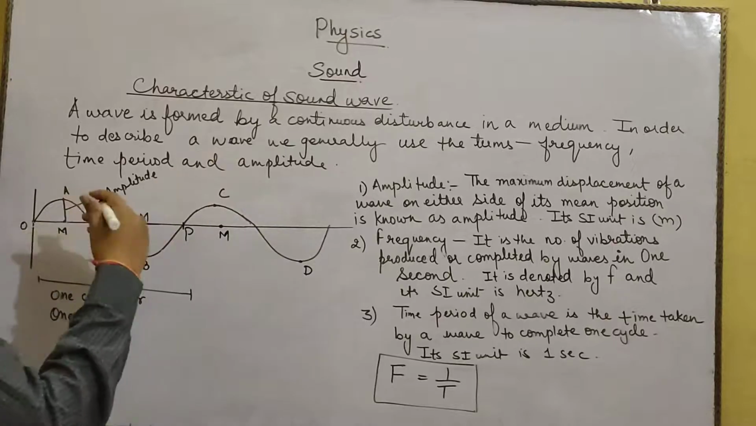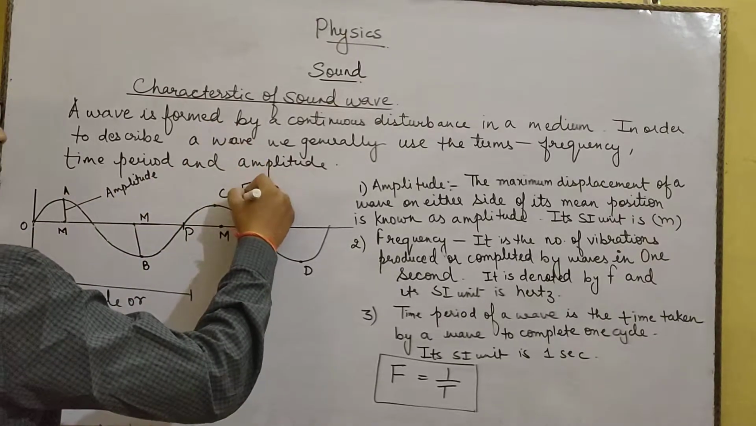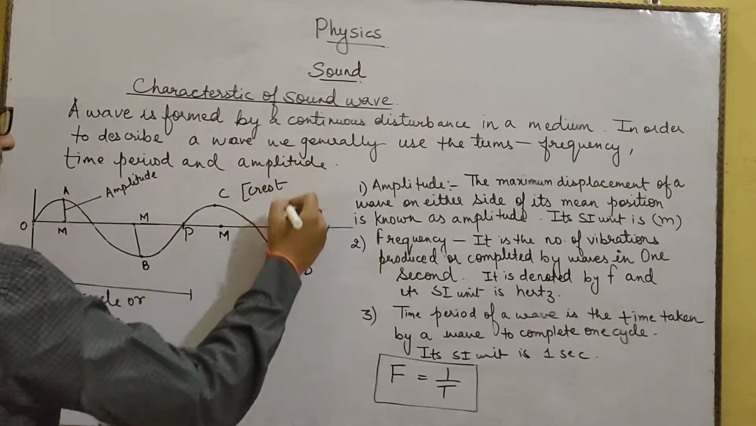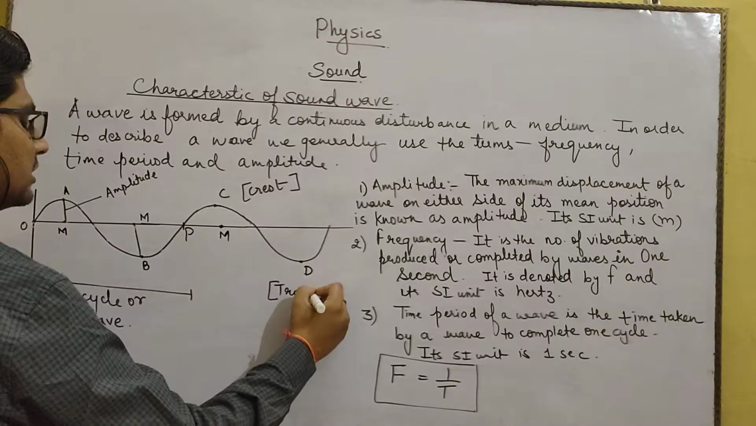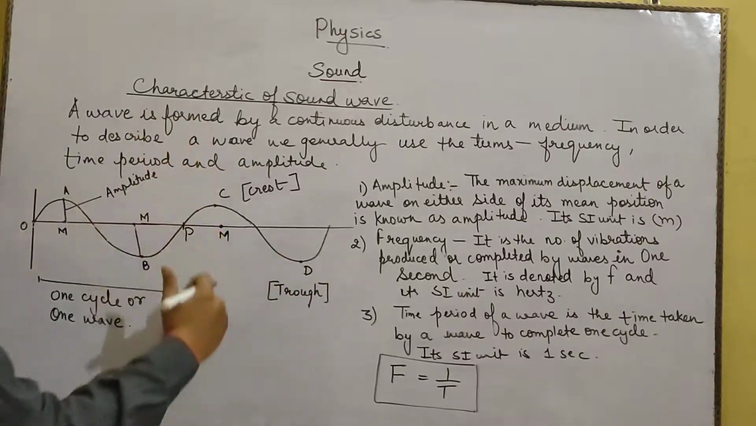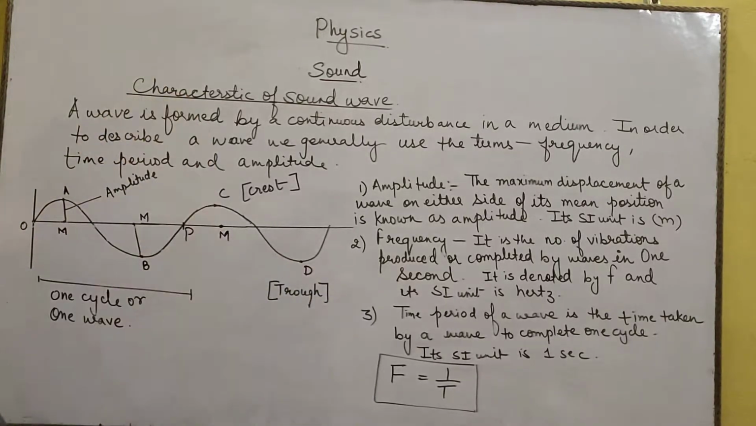When the particle goes on the upper side, it is known as a crest. And when the particle goes on the downward side, it is known as a trough. So the particle is vibrating up and down, that is in the crest and trough, forward and backward, or you can say a to and fro motion.